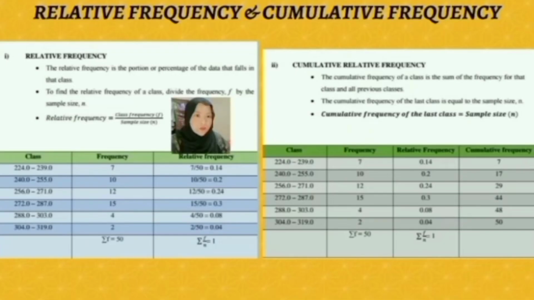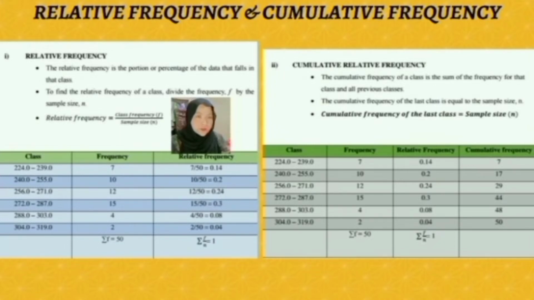And the next is relative frequency and cumulative relative frequency. Relative frequency is the portion or percentage of the data that falls in a class. To find the relative frequency of a class, we must divide the frequency by the sample size. So this is the formula for relative frequency. The relative frequency table has 3 columns: class, frequency, and relative frequency.